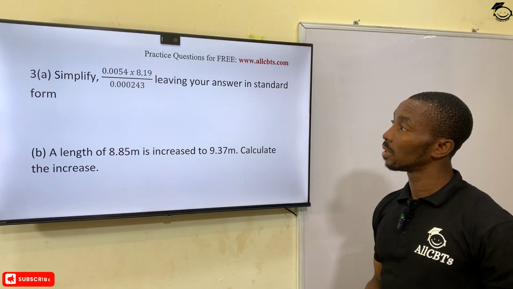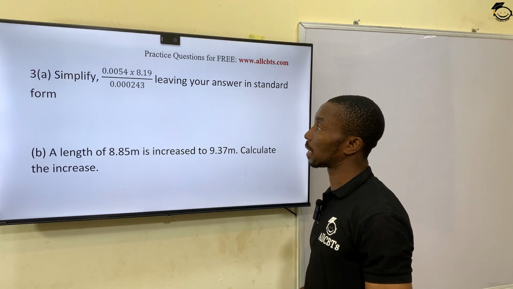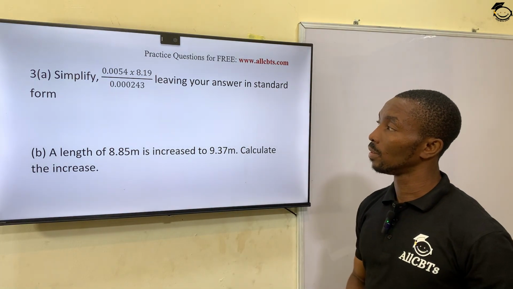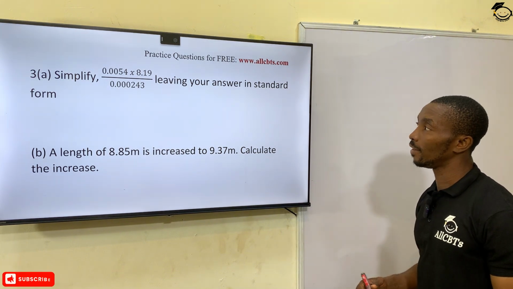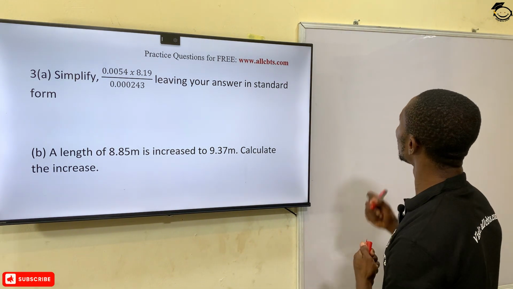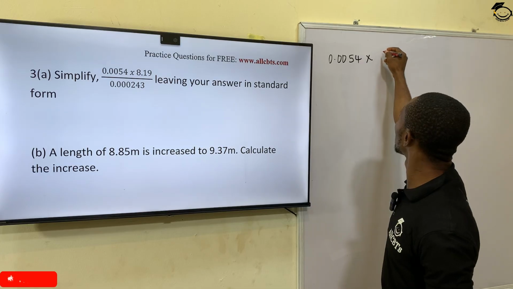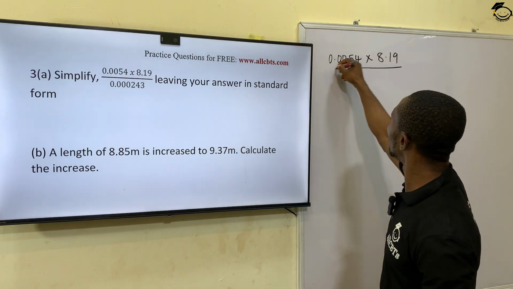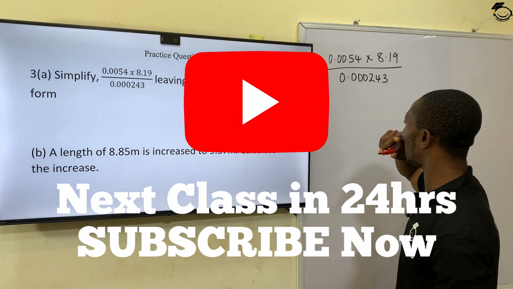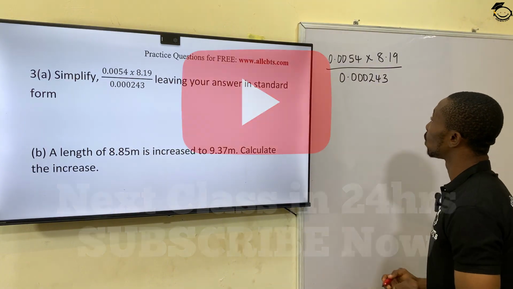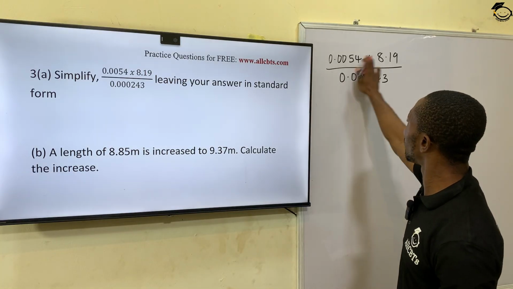Our next question says, simplify 0.0054 times 8.19 divided by 0.000243, leaving your answer in standard form. So we have it as 0.0054 times 8.19 divided by 0.000243. Now, it says leave your answer in standard form. For us to get our answer in standard form, let's try to simplify this.